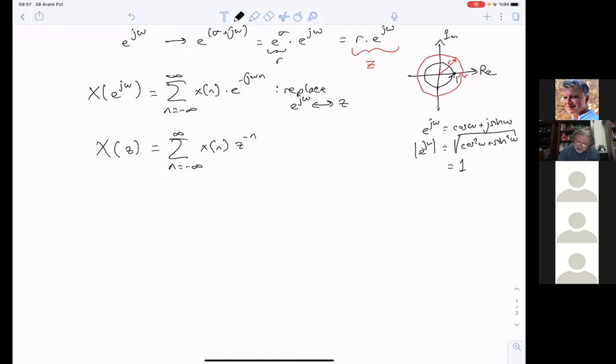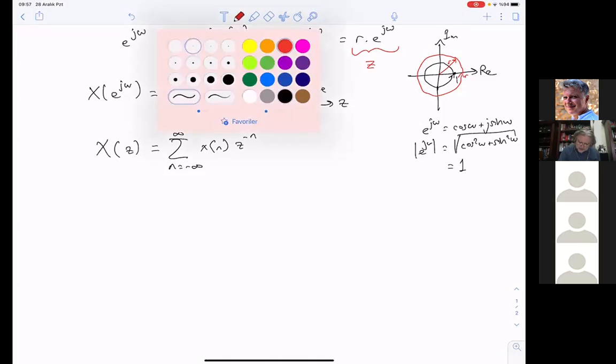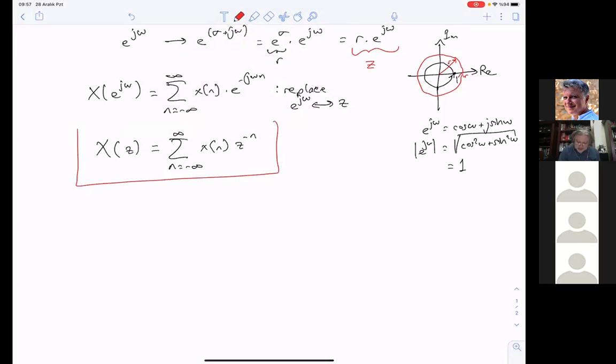This is the formula for the z transform, which is pretty much the same as the formula for the discrete time Fourier transform. So if you remember one of them, you will automatically remember the other.